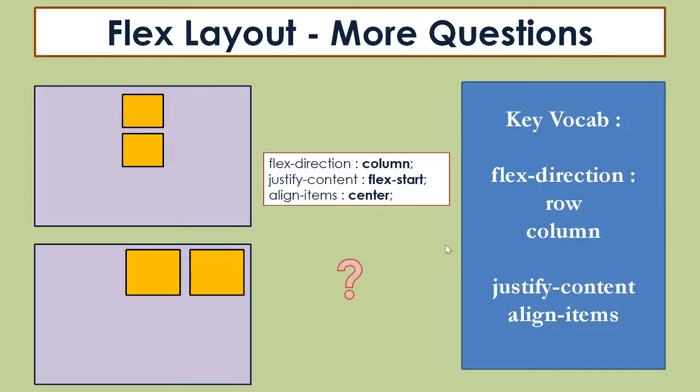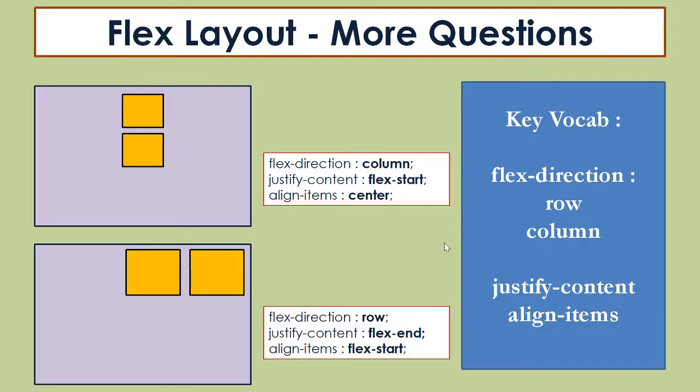Hopefully you've paused the video. Let's have a look at the answers. Because it's going left to right, not up to down, it's rows. If we look at the horizontal line, the justified content line here, for a row it's this way, so it's the flex end because it's on the right.